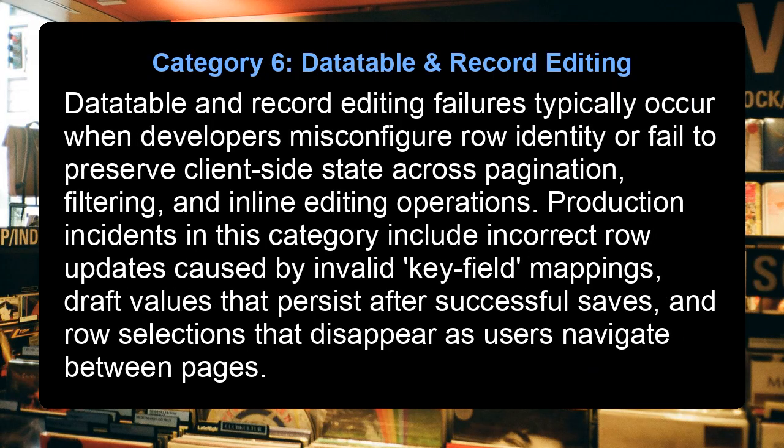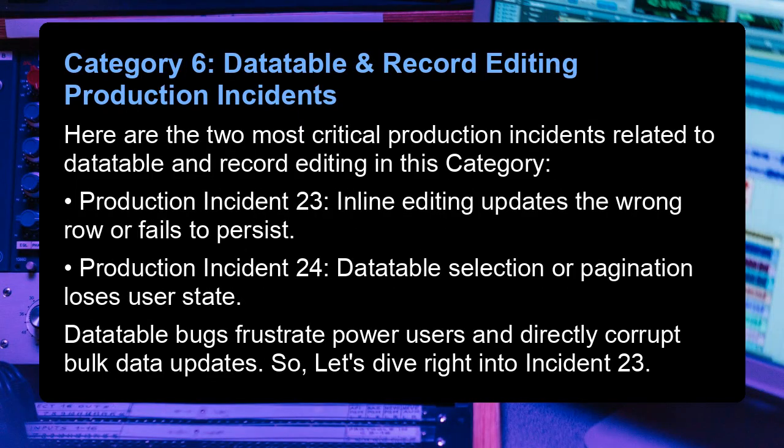Category 6: Datatable and record editing. Datatable and record editing failures typically occur when developers misconfigure row identity or fail to preserve client-side state across pagination, filtering, and inline editing operations. Production incidents in this category include incorrect row updates caused by invalid key field mappings, draft values that persist after successful saves, and row selections that disappear as users navigate between pages.